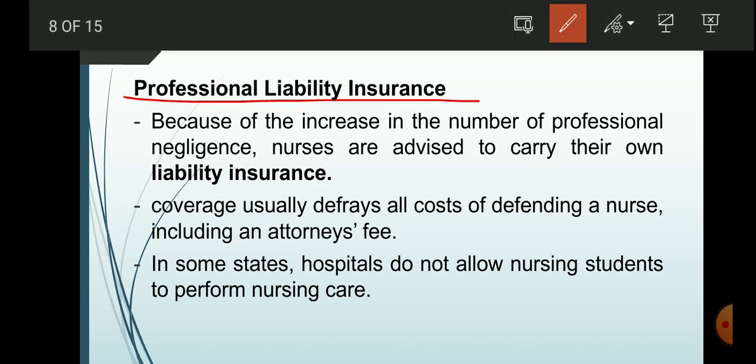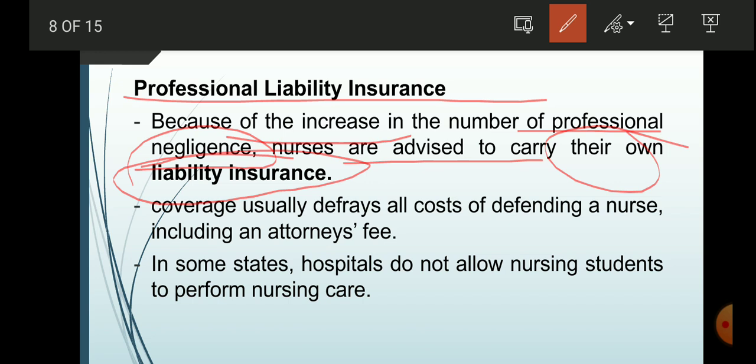Professional liability insurance. Because of the increase in the number of professional negligence cases, nurses are advised to carry their own liability insurance. It's appropriately discussed when you work as a nurse in America. But sad to say, we don't have liability insurance here in the Philippines. Coverage usually defrays all costs of defending a nurse, including attorney's fees. For example, your client filed a suit against you, and you are going to court, and the attorney's fee will be covered by that insurance.